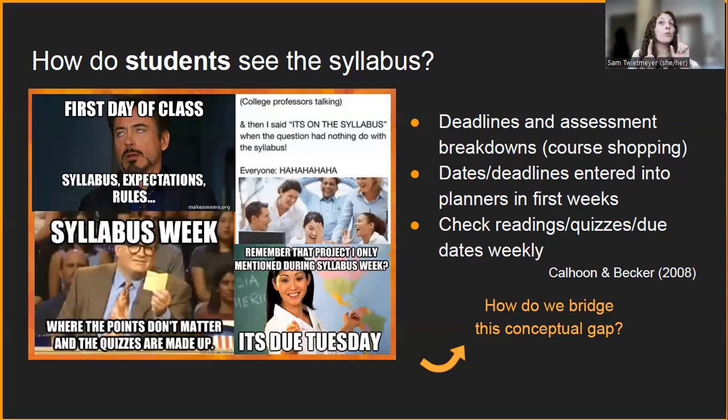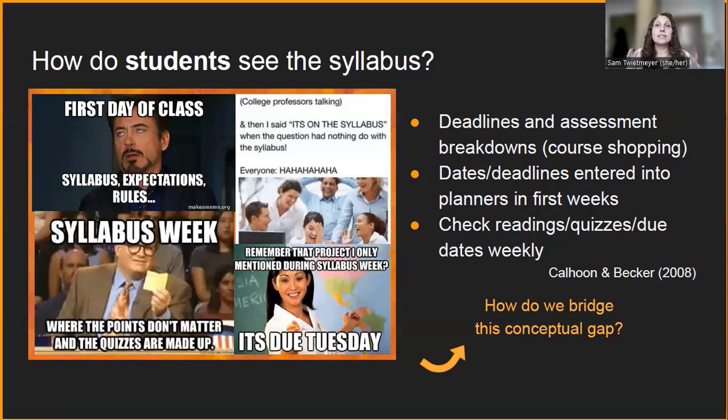And that is why they never return to the syllabus, because they've taken note of what they feel are the most important pieces. The only other thing that would bring them back to the syllabus is if they are checking for readings on a weekly basis or looking for quizzes and due dates. So again, it's more of a skimming for very specific deadlines that brings them back to the syllabus throughout the semester.